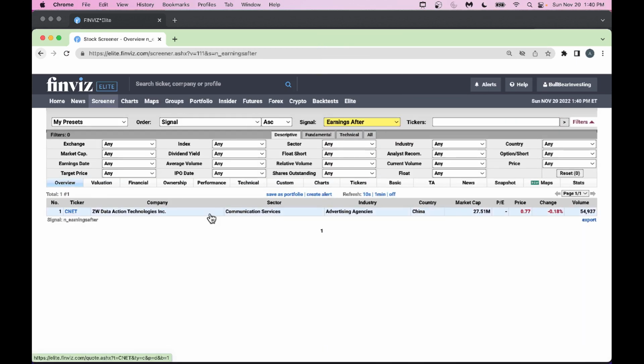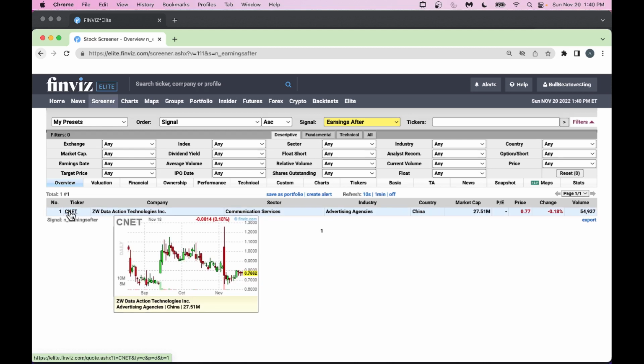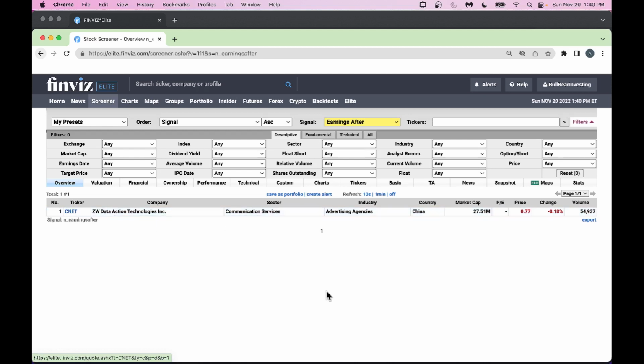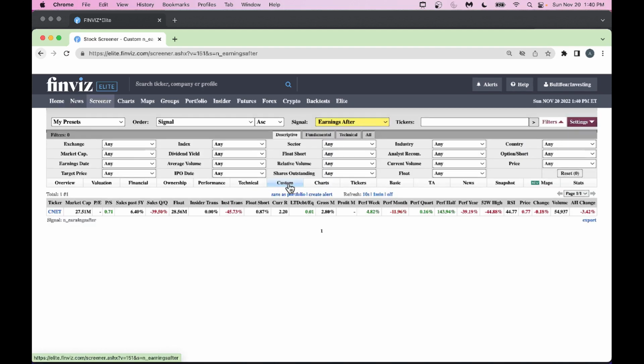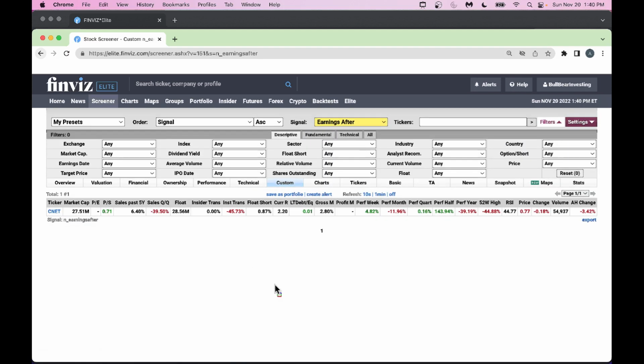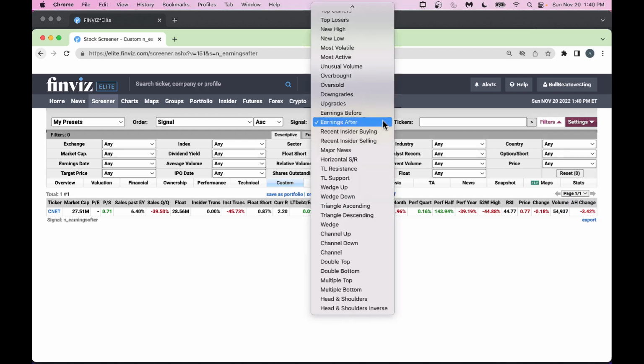And look, we got CNET here. It had its earnings after the market closed. You could look at such names here, and if you go to my custom view here, you can also see after market what happened. Look, after hours it came down. It had earnings, and you could also change it. If you want to see what stocks had earnings before the market opened.